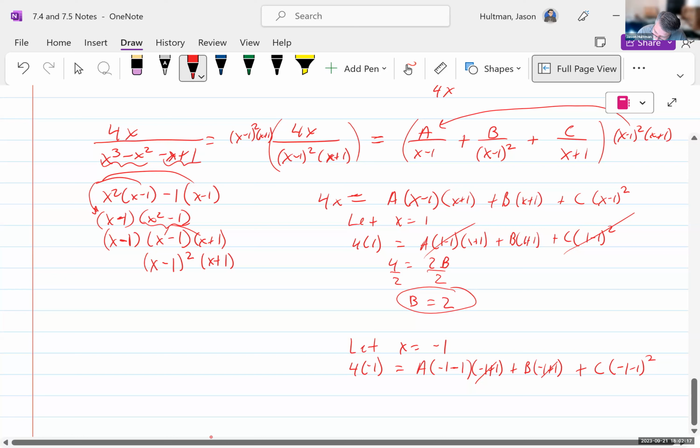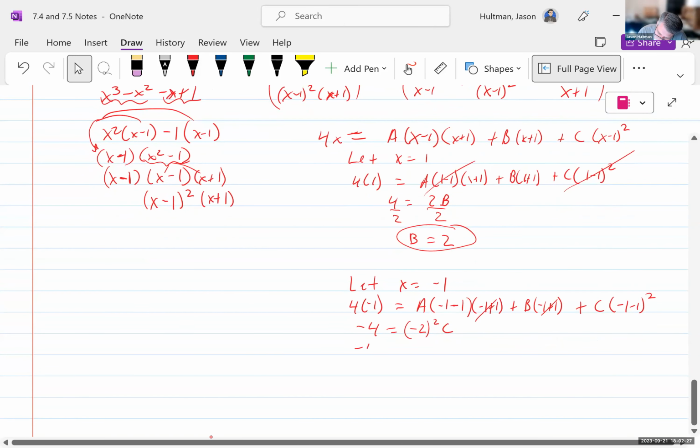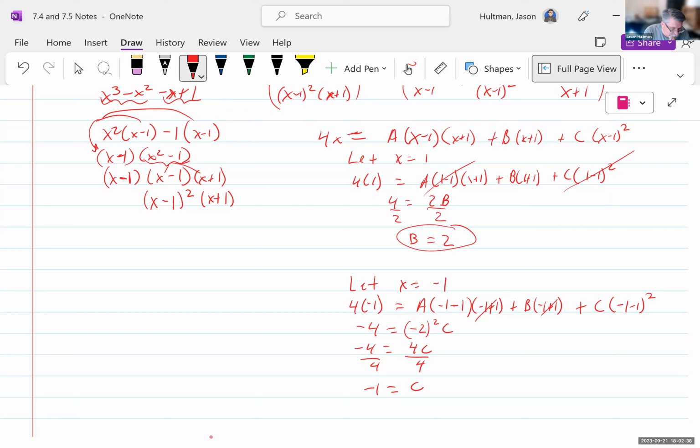Okay, so we get negative 4 is equal to negative 2 squared c. Okay, and so negative 4 is equal to 4c. Divide by 4, we get negative 1 is equal to c. Okay, so c is negative 1. Nice. Okay, now all we have to do is figure out what a is.